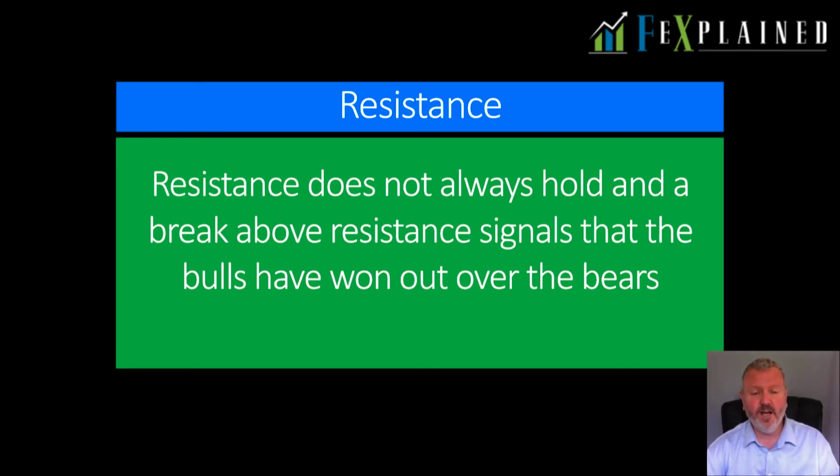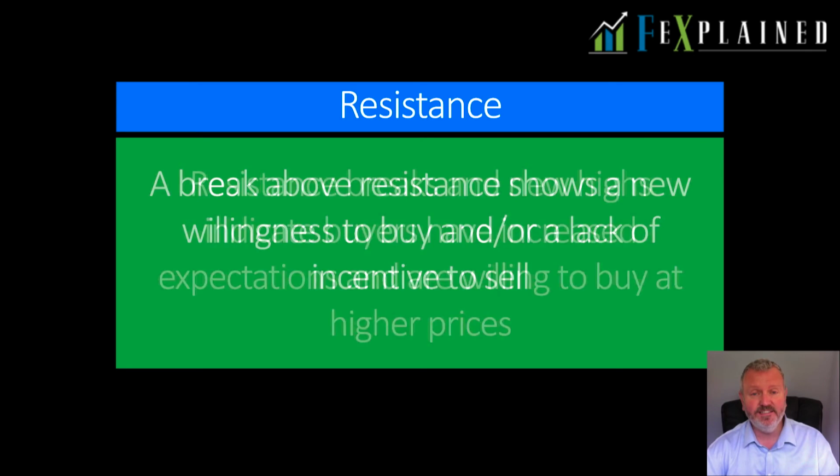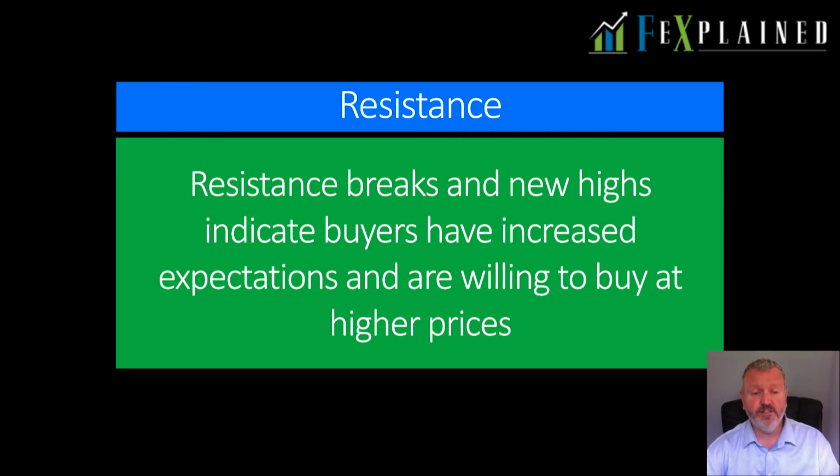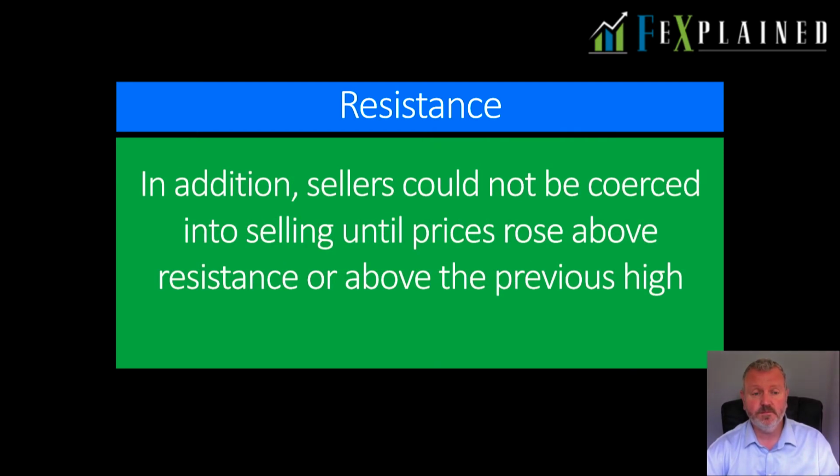So resistance does not always hold, and a break above resistance signals that the bulls have won out over the bears. A break above resistance shows a new willingness to buy and or a lack of incentive to sell. If resistance breaks and new highs are made, this indicates buyers have increased expectations and are willing to buy at higher prices. Once resistance is broken, another new resistance level will have to be established, but now at a higher price level. In addition, sellers could not be coerced into selling until prices rose above resistance or above the previous high.